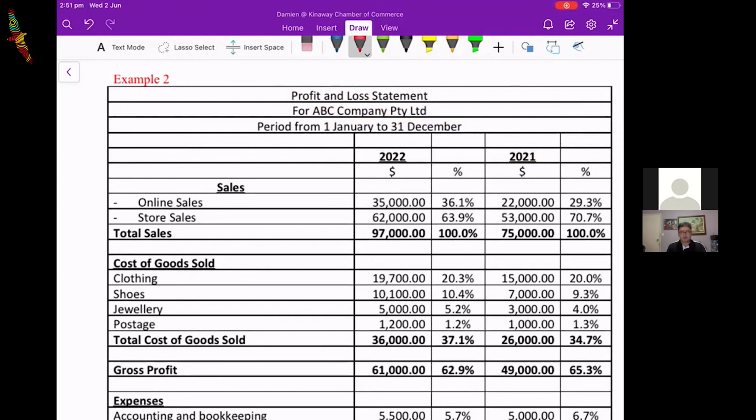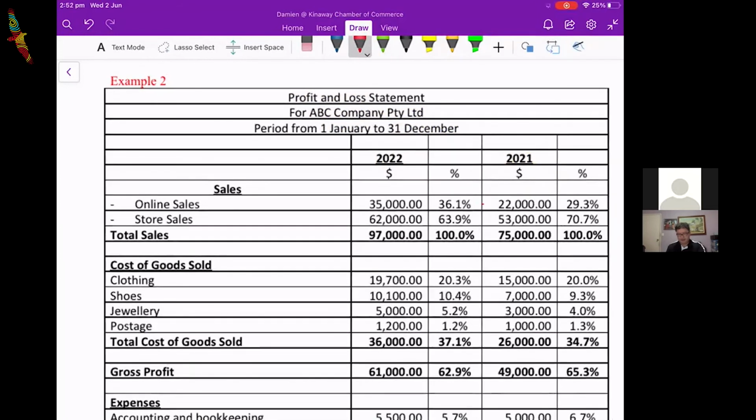So what are we now looking at? Let's have a look. First of all, we know that she hasn't made any changes to the business from year 2021 to year 2022. But what we do notice, let's first look at the dollar values first of all.